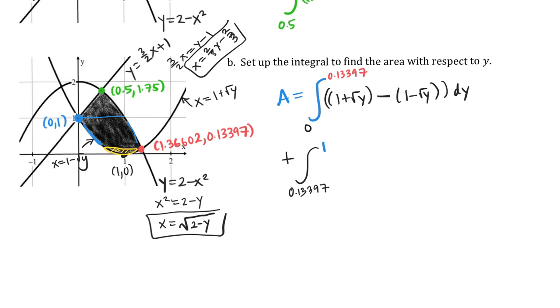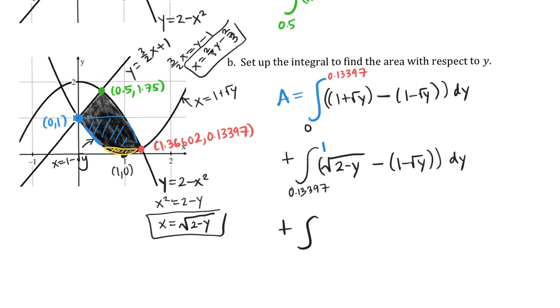Okay, now for this little region here, the higher curve is this. What is this? This is this in terms of y. Minus the lower curve, or the further left curve, is this one. This is 1 minus root y. And I'm doing this with respect to y, so dy. Okay, am I done? No, I still have another piece. Okay, last little piece.